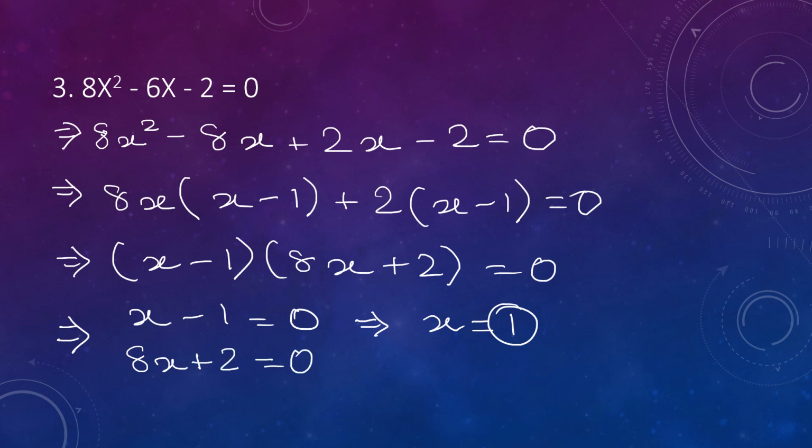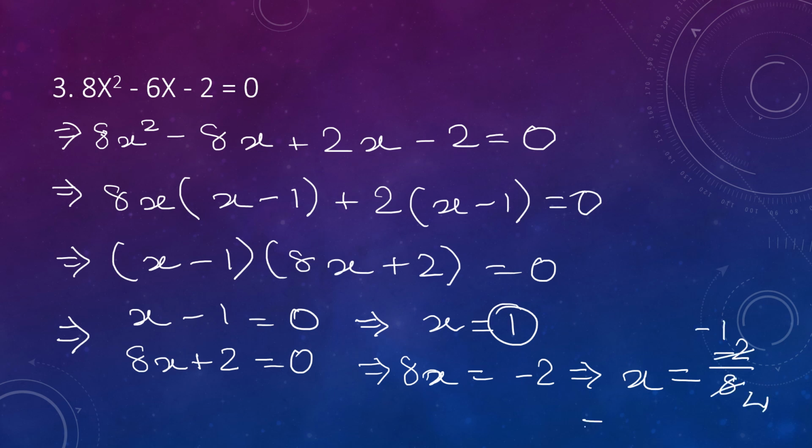And now we get 8x plus 2 equals 0. So 8x equals minus 2 and x equals minus 2 by 8. So it is going to be x equals minus 1 by 4. So we get our two answers.